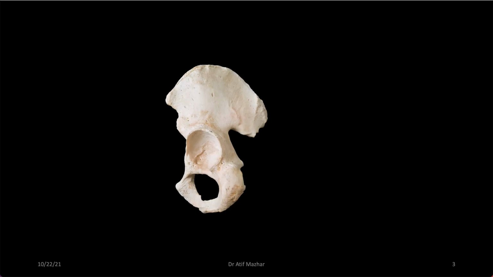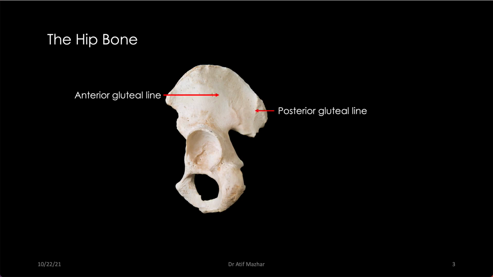Now, first let's review the hip bone. We have already discussed this hip bone in detail during the lecture on the hip joint. Only a quick recap. We are looking at the outer surface of the hip bone. If you can examine a hip bone, preferably a real one, not a plastic one, you can see this raised area. This is the anterior gluteal line, and there you can see the posterior gluteal line and the inferior gluteal line. So these lines, if you see them, it's fine.